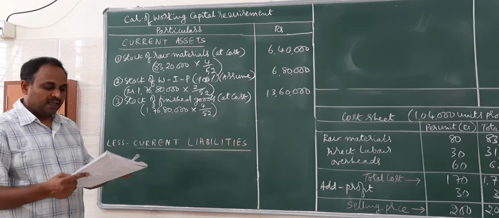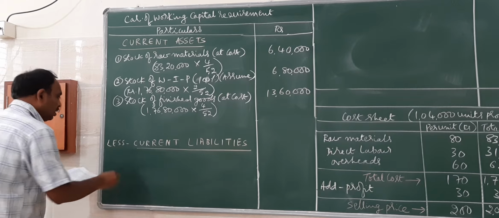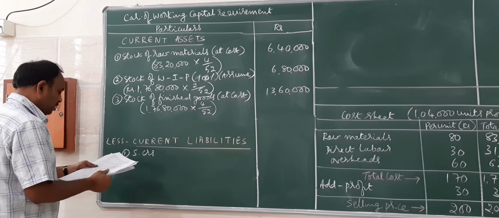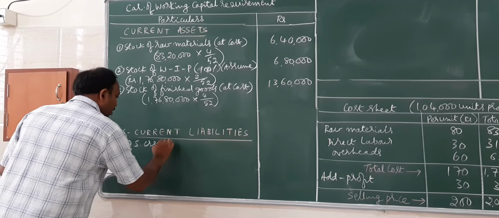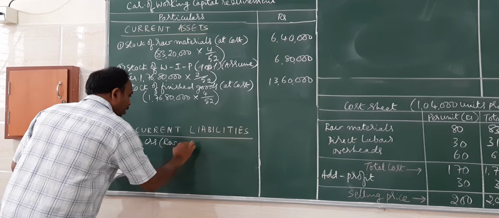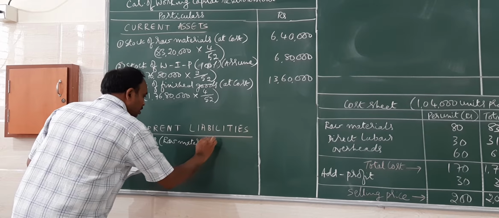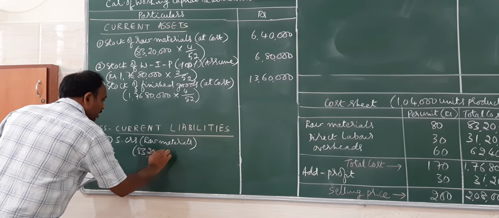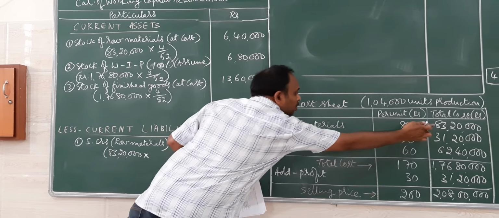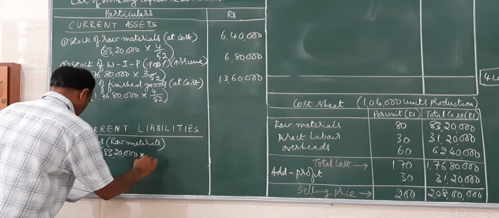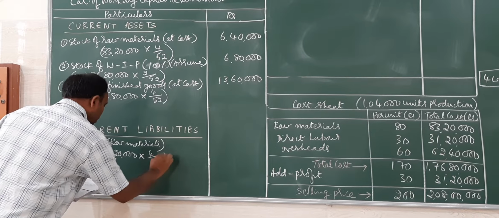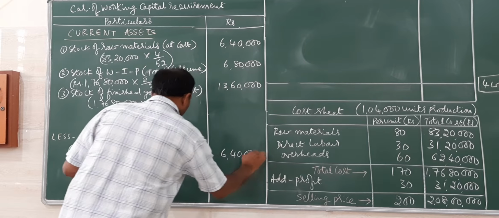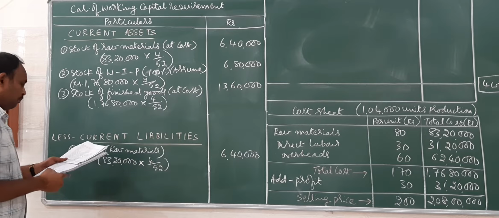The next one is connected to credit allowed by suppliers 1 month. So credit allowed by suppliers is connected to the purchase, that becomes sundry creditors. Sundry creditors is for, remember, purchase of raw material. So raw material value 83,20,000. So I am taking raw material total value here. Again 1 month. 1 month is equal to 4 weeks. So I have taken as 4 weeks, 4 by 52.